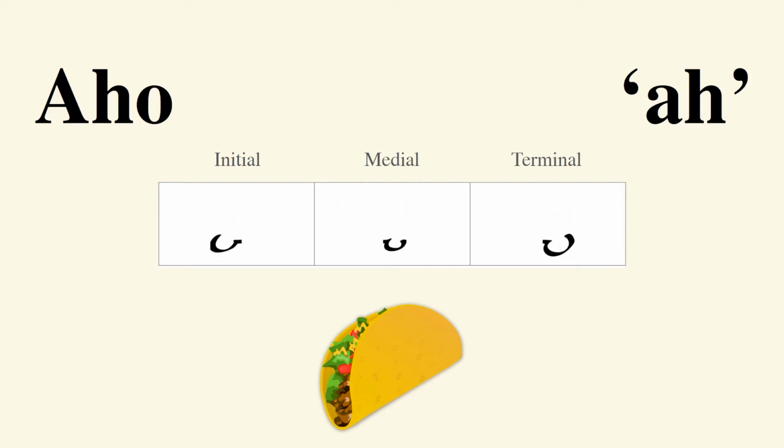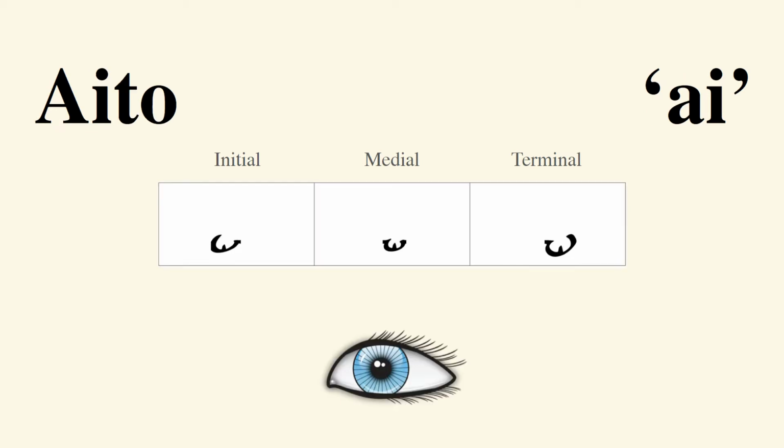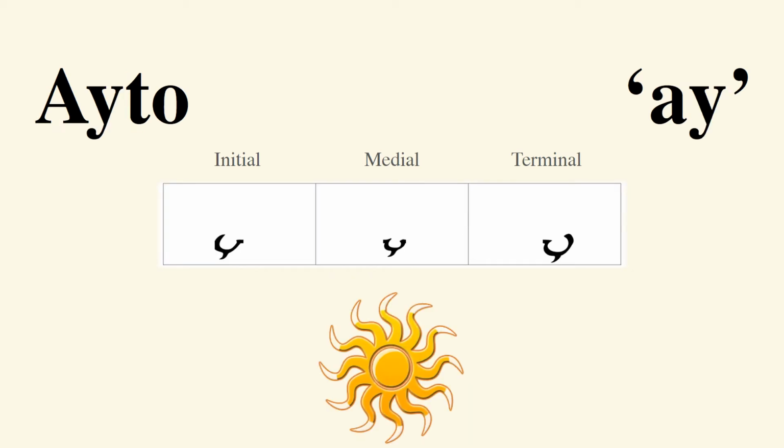Our first letter is aho, and it looks like this, and the sound it makes is ah, as in taco, right? Aho, ah, as in taco. Next we have aito. It makes the I sound, as in eye, as in eyeball. Eito, the third A, makes the A sound, as in day.